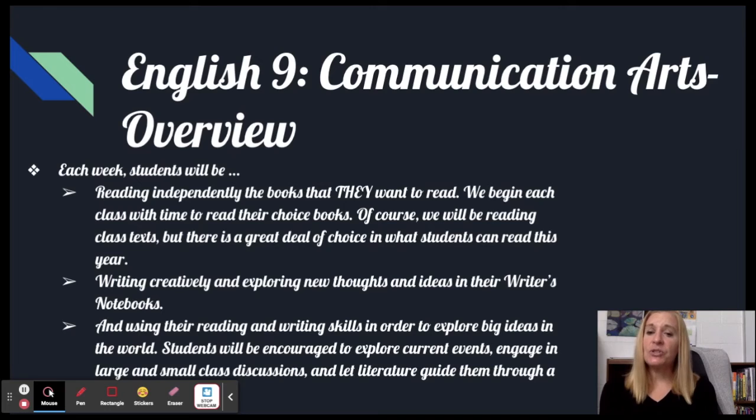Lastly, students use their reading and writing skills in order to explore big ideas in the world. So students are encouraged to explore ideas, concepts, themes that we discuss in class and apply them to other classes and even places outside of the school.